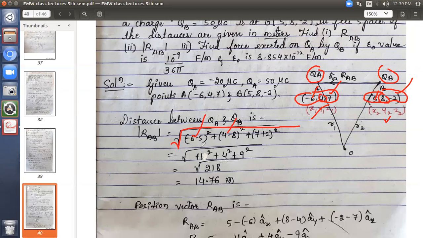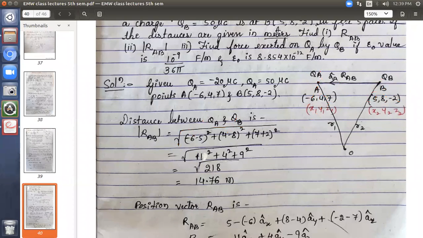So the square root of this will give you the magnitude. I have calculated it; I think I missed it somewhere. Yeah, it is 11. Okay, 11 square plus 4 square plus 9 square. You will get it around 14.76. This is the magnitude, the distance between the two charges.